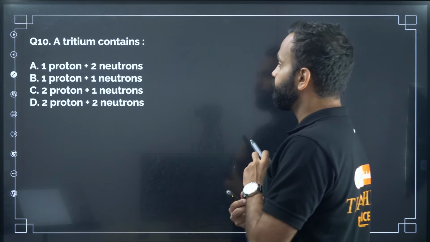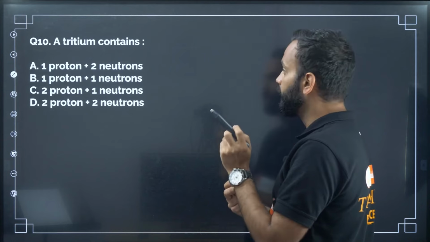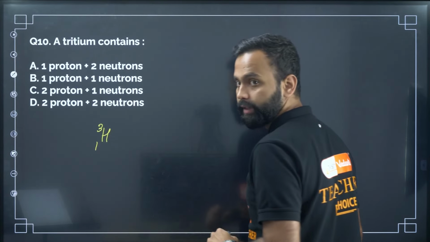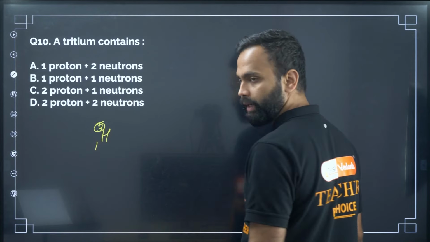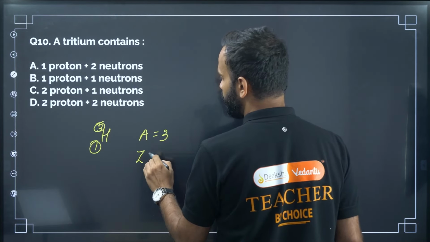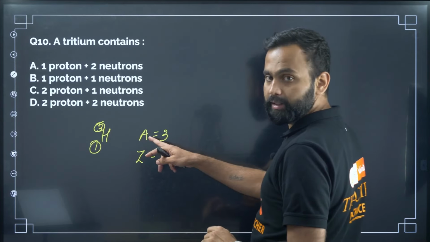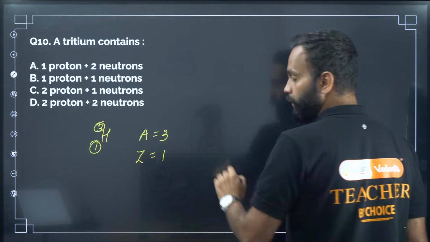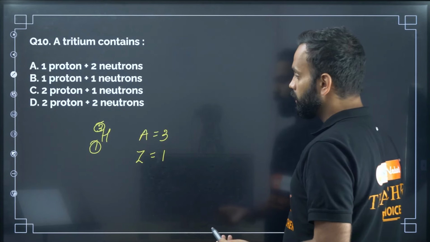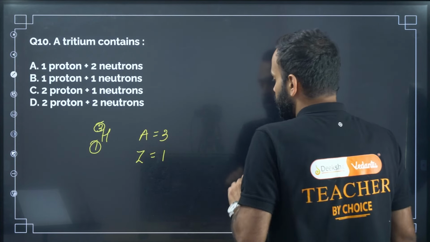Question number 10. A tritium contains, right? So how do you write tritium? 3H1. So 3 represents the mass number, 1 represents the atomic number. So A is 3, Z equals 1. A is the mass number, that is the number of nucleons, that is the number of neutrons plus protons.